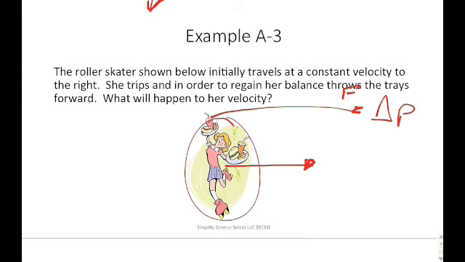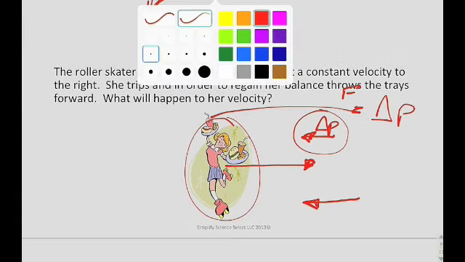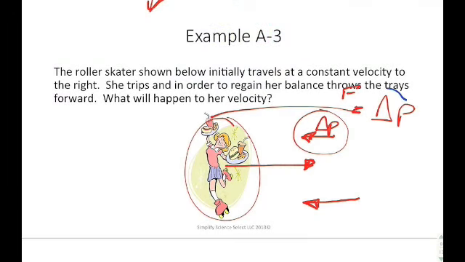Well, she's going to have the exact same change in momentum in the opposite direction. Whenever you have a change in momentum in the opposite direction, it's actually going to decrease her velocity, or make her slow down. It may actually make her go backwards depending on how fast she was going to begin with and how heavy the trays were. But she is going to see an immediate reduction in her velocity to the right. The reason is the idea of conservation of momentum. The momentum she gives the trays moving forward has to be canceled out by the momentum of her going backwards.